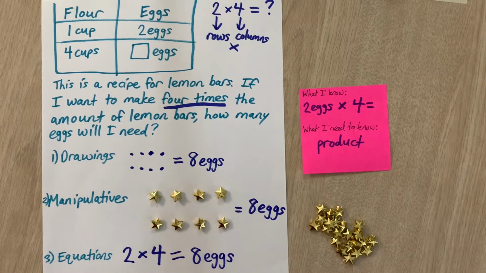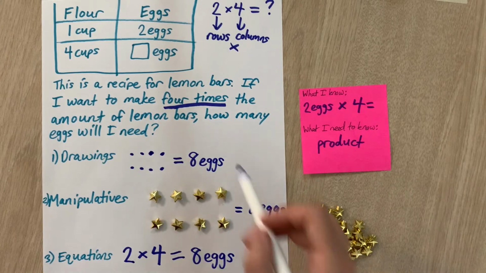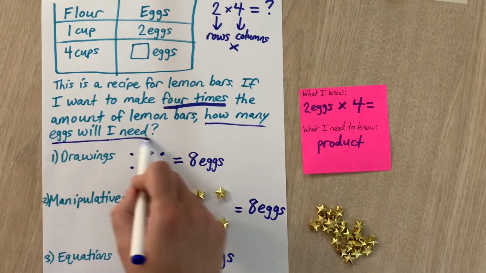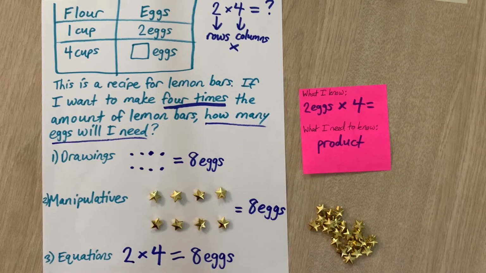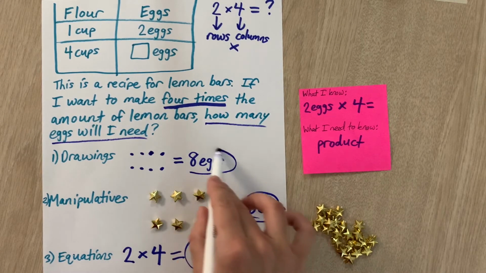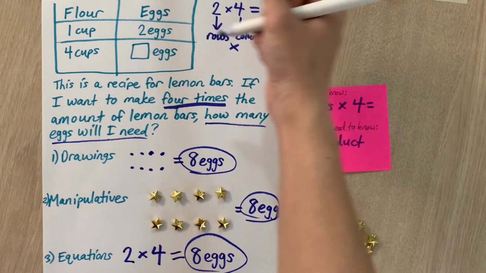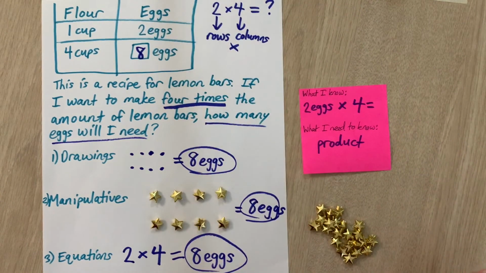So that's our equation. So to answer the question for how many eggs will I need, I would need 8 eggs total to make 4 times the recipe. So instead of 2 eggs, I would use 8 eggs. So 2 times 4 equals 8.